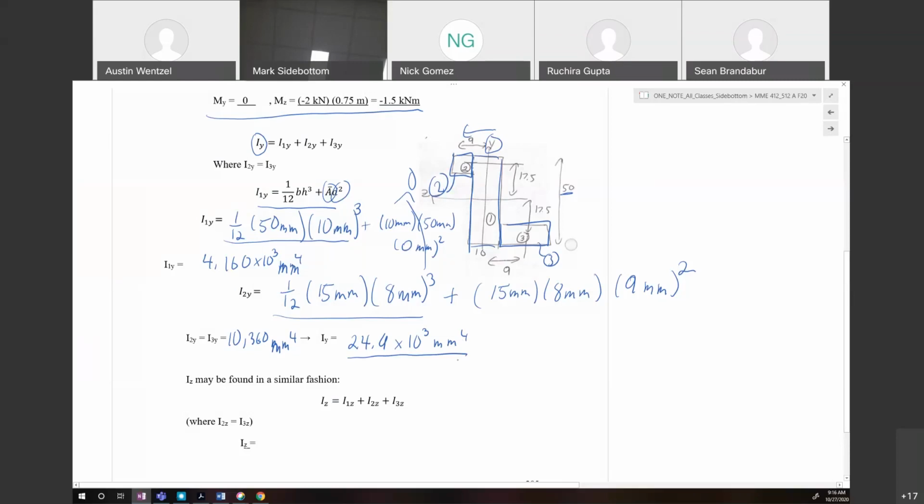Okay? So I'm not going to go through it, but you'd follow a similar procedure for finding Iz. So you would need to find Iz for area 1, area 2 and area 3. And if you repeat that process, you would get for Iz, 182.2 times 10 to the third millimeters to the fourth. Okay. All right.